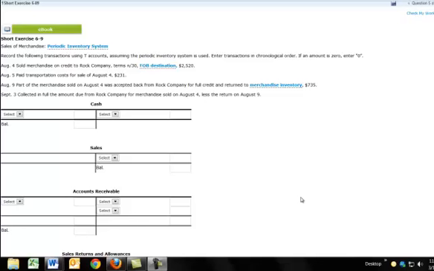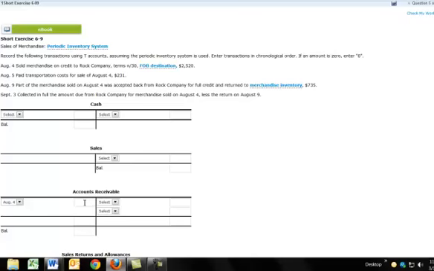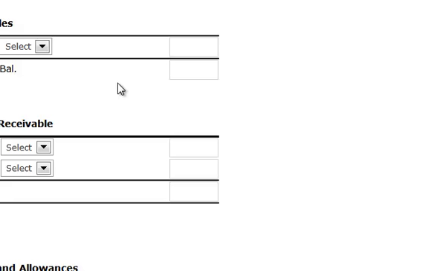So the first transaction, August 4th, we're going to record the sale, and it's on account. So we will debit accounts receivable on August 4th in the amount of the $2,520. And we sold, so we need to record our sale also on August 4th in the amount of $2,520. Now, unlike the perpetual inventory system, we only have one transaction when we have a sale, because we are not updating our cost of goods sold account as we go. That will be updated at the end.